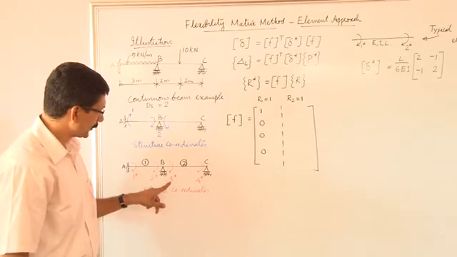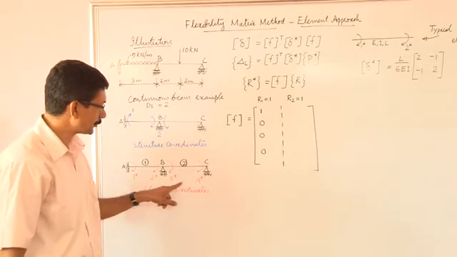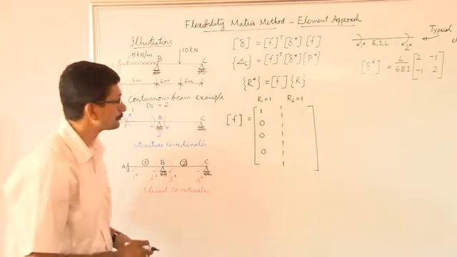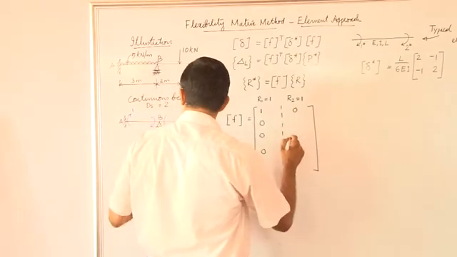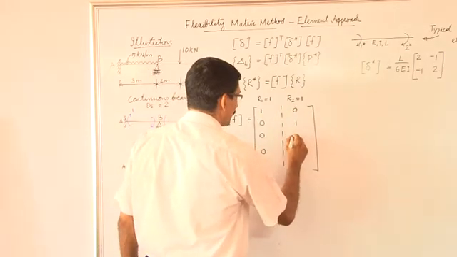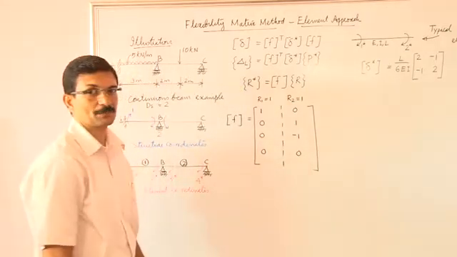So, the moment corresponding to 3 star in the element coordinate system would be minus 1 and the moment corresponding to 4 star would be 0. If I write that over here, we have a 0 here, a plus 1, a minus 1 and 0. So, that is the force transformation matrix.